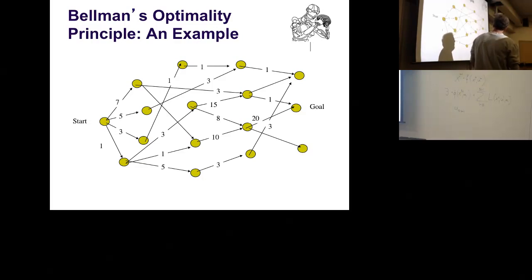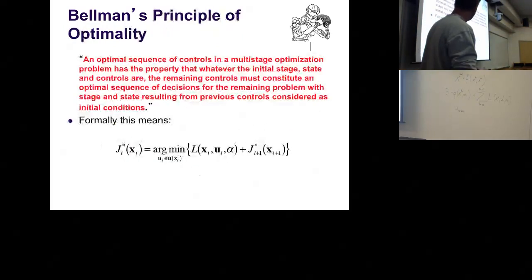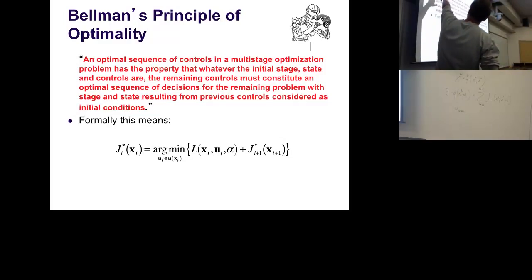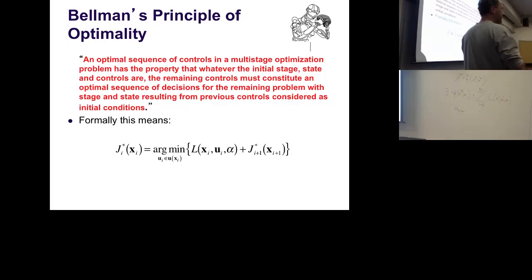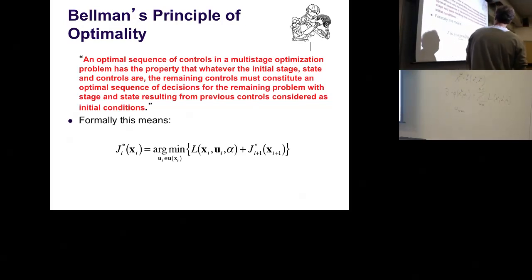Very simple. This has been formalized a long time ago as Bellman's principle of optimality, and that is really what matters for us the most. What Bellman wrote in his book at some point is: an optimal sequence of controls in a multi-stage optimization problem, so multi-stage, we go over multiple time steps, has the property that, whatever the initial state and controls are, the remaining controls must constitute an optimal sequence of decisions for the remaining problem, with the stage and state resulting from previous controls.